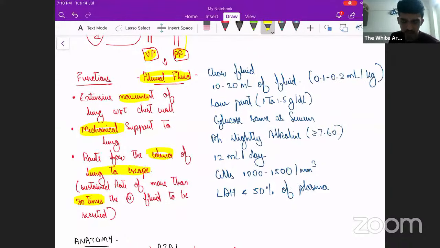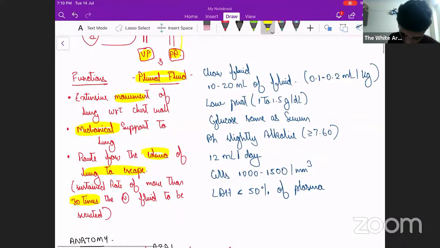Next, what are the characteristics? One, it is clear fluid. So on appearance, it's clear. Usually around 10 to 20 ml of fluid will be present. So by body weight, 0.1 to 0.2 ml per kg. Then the upper limit, we can take it to be around 20 ml. So it's a low protein fluid, around 1 to 1.5 grams per deciliter.